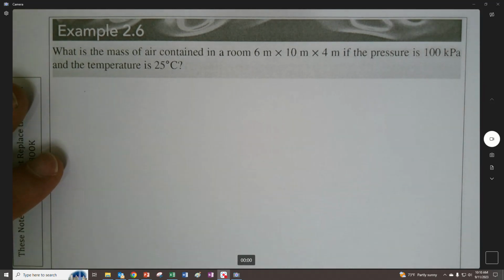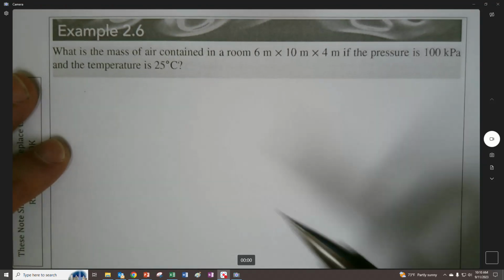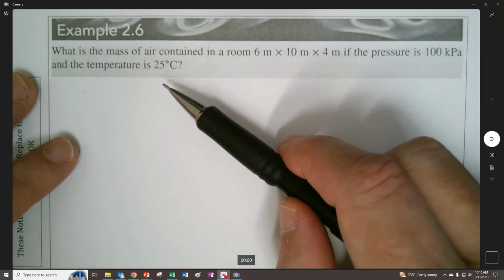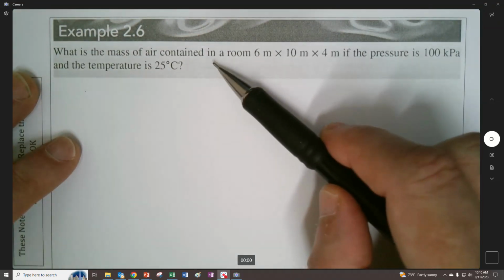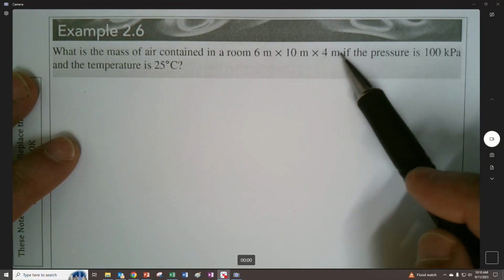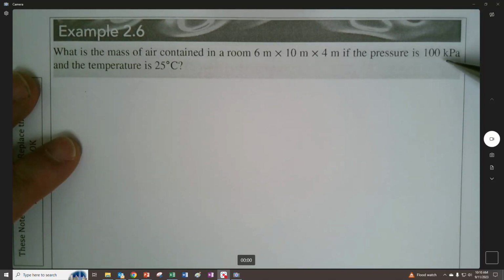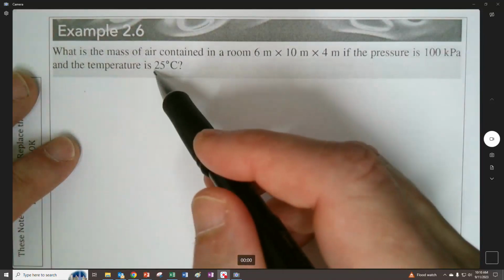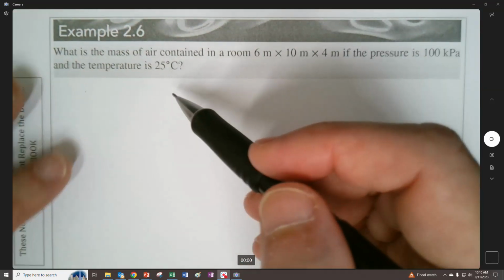Continuing on with class number 5 in thermodynamics, here is an example out of the book. What is the mass of air contained in a room that is 6 by 10 by 4 meters if the pressure is 100 kilopascals and the temperature is 25 degrees Celsius?